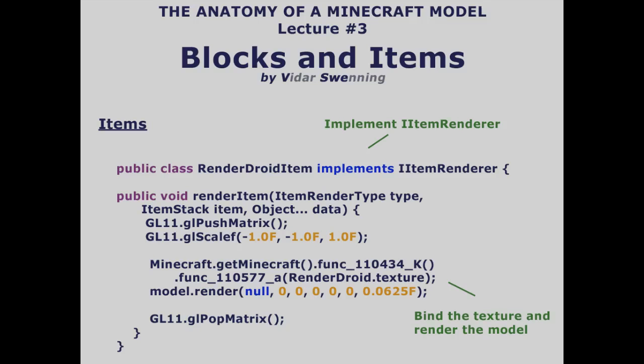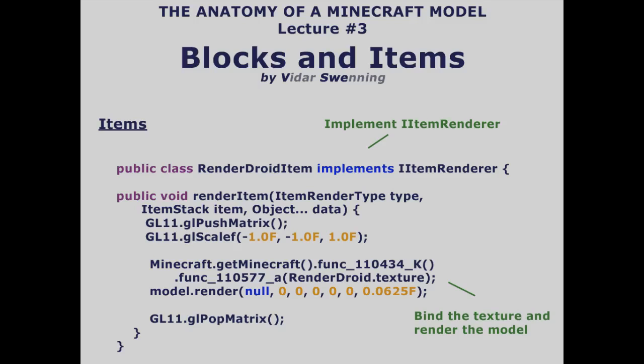Right. So in the beginning of the lecture we started with items. Obviously RenderDroidItem here implements ItemRenderer, which means that we can start rendering the items here. And what we wanted to do in renderItem, which was one of the methods, was to render the model there. We had a model, and in the end we did model.render and then gave it null, 0, 0, 0, and then size. And before that we bound the texture as well. But as we also saw, this didn't really work properly. It would probably work better to give it some default values and so on, like we did later on.